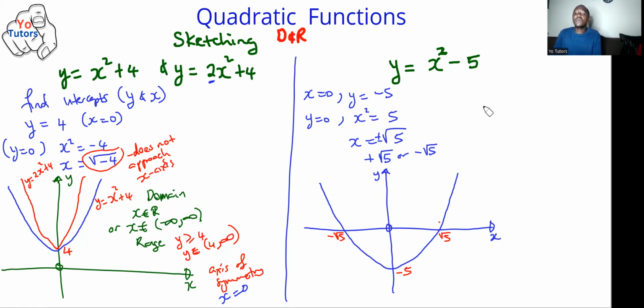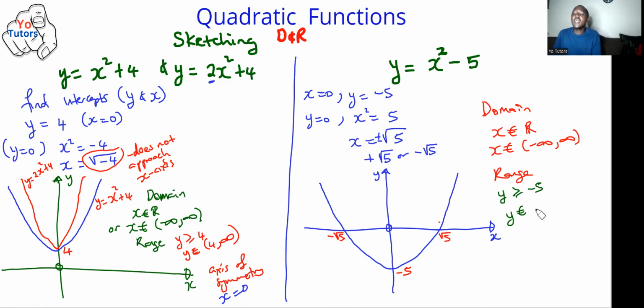And what is our domain in this case? Our domain, x is an element of real numbers, or we can say x is an element of -infinity to +infinity. What about the range? With the range, you need to know that y is greater than or equal to -5, or y is an element of -5 up until infinity. That is what's happening here.